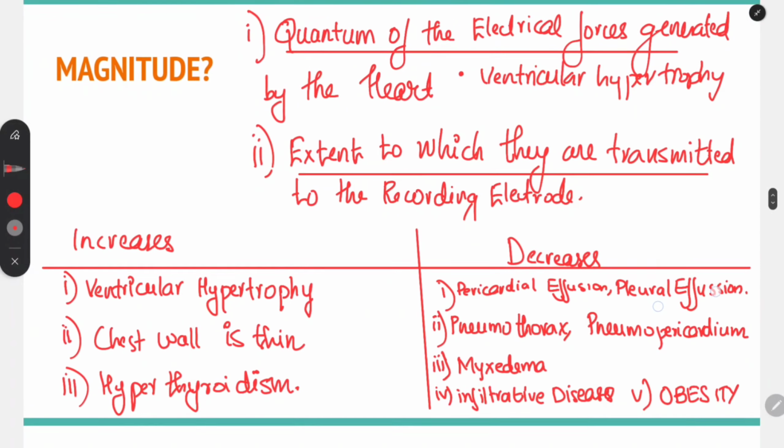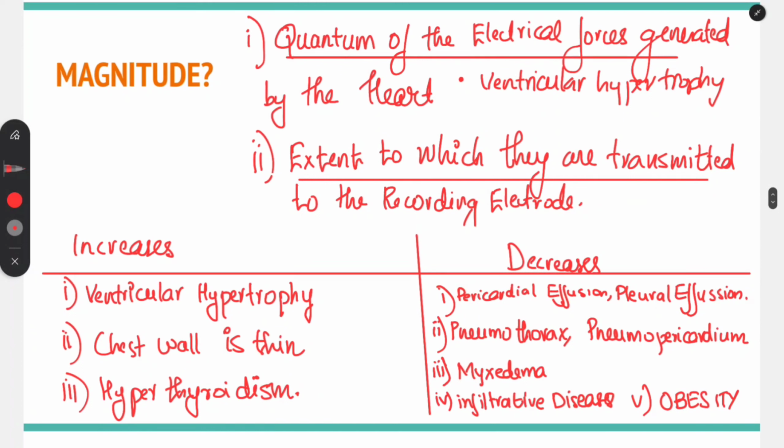Now let's come to the magnitude. The magnitude of the deflection totally depends on two factors. The first one is the quantum of the electrical forces generated by the heart. The second one is the extent to which they are transmitted to the recording electrode. It's very simple. So the quantum of the electrical forces generated by the heart, what does it really mean? It means the total of the average electrical vector. It can increase in conditions like ventricular hypertrophy or hyperthyroidism.